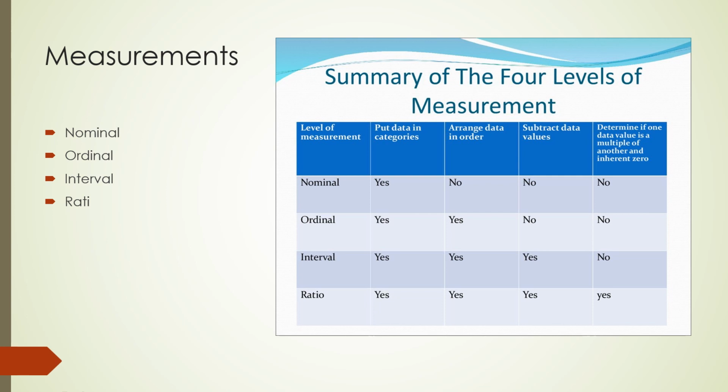With interval, there is an equal difference between the variables, but again, there is no inherent 0. And then with ratio, there is a meaningful 0 point in that data set. They can be arranged, put in categories, you can subtract, and you can determine if one data value is a multiple of another, and there is, again, that inherent 0.